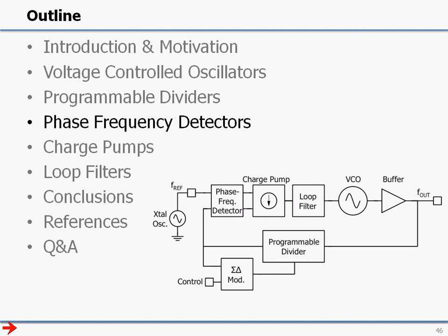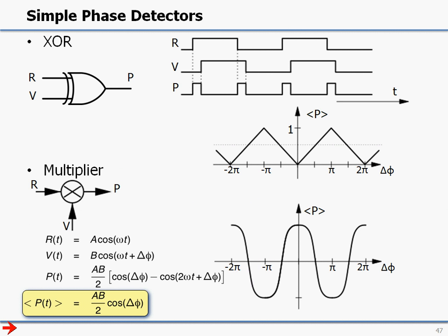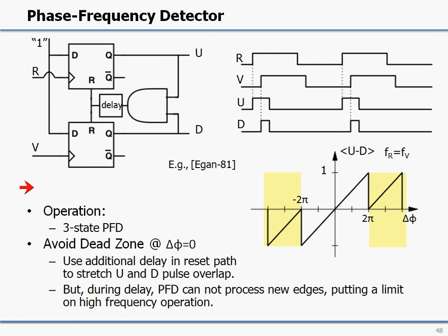Okay, so we're going around the loop and we have arrived at the phase frequency detector now. Phase frequency detectors actually have been extensively discussed by the previous talks. In some applications, but typically not very much, only at high frequencies, maybe XOR or multiplier phase detectors can be used. But most of the time we will use a phase frequency detector, which is shown here.